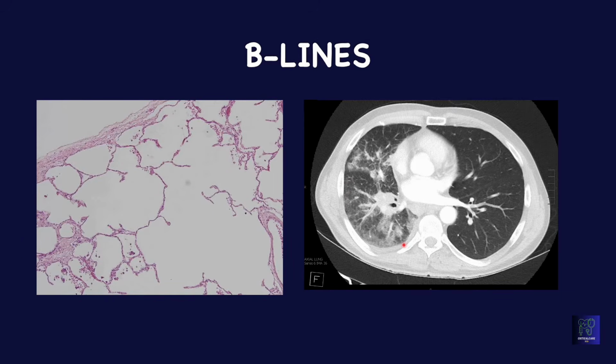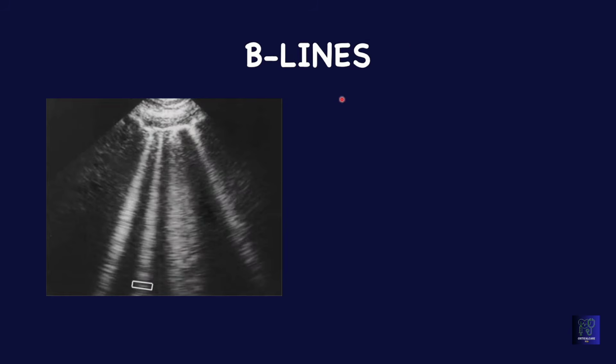On the right side, there is increased fluid in the interstitium and air spaces, whereas on the left side, it is appearing normal. So if we do a point of care ultrasound exam on the left lung, it is going to show normal A-line pattern. But here on the right side, since there is increased fluid in the interstitium, that is going to be picked up by ultrasound. And this is how it is going to look on lung ultrasound.